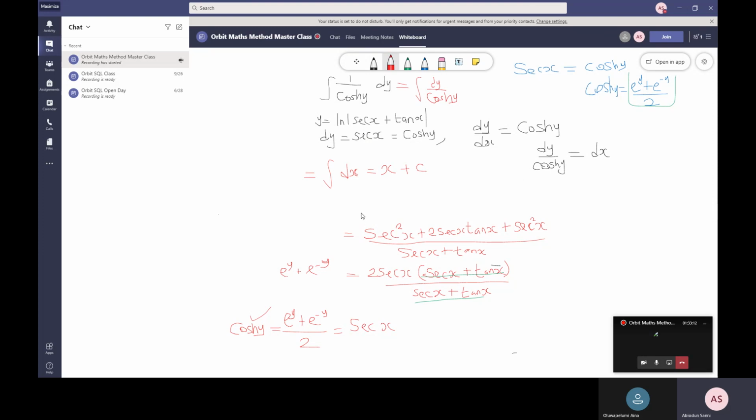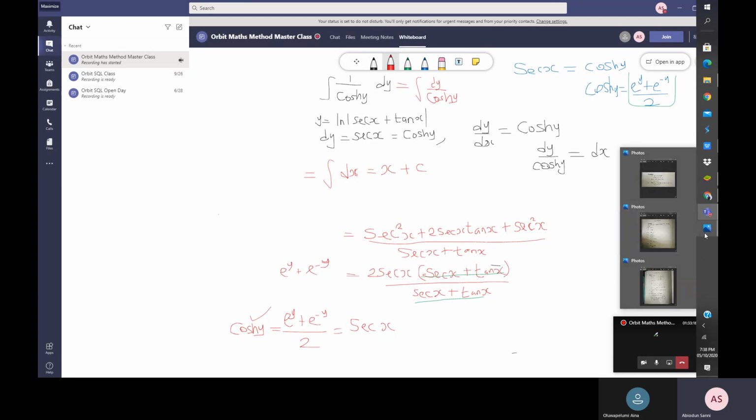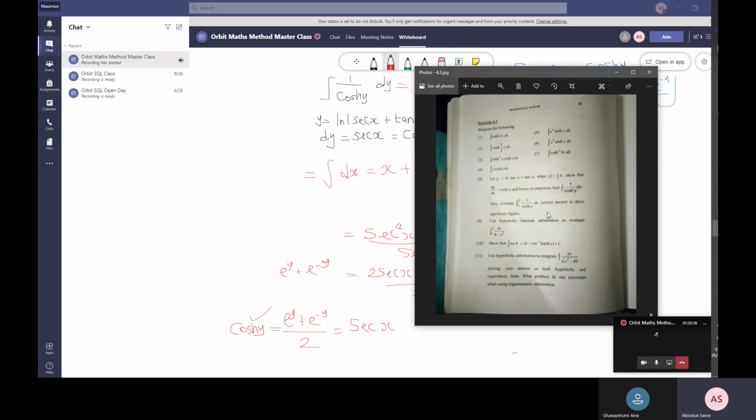So what else? The next one in line. You're told to also evaluate the integral of 1 over cos x dx, correct to 3 significant figures. To evaluate 1 over cos x dx, correct answer to 3 significant figures.